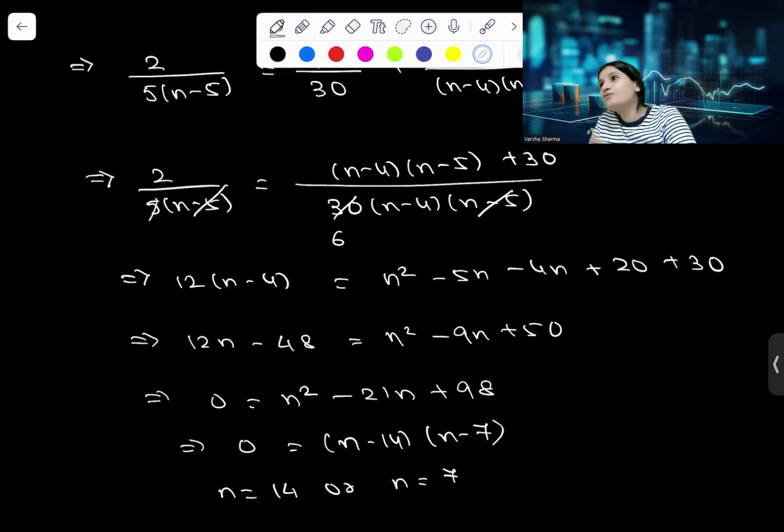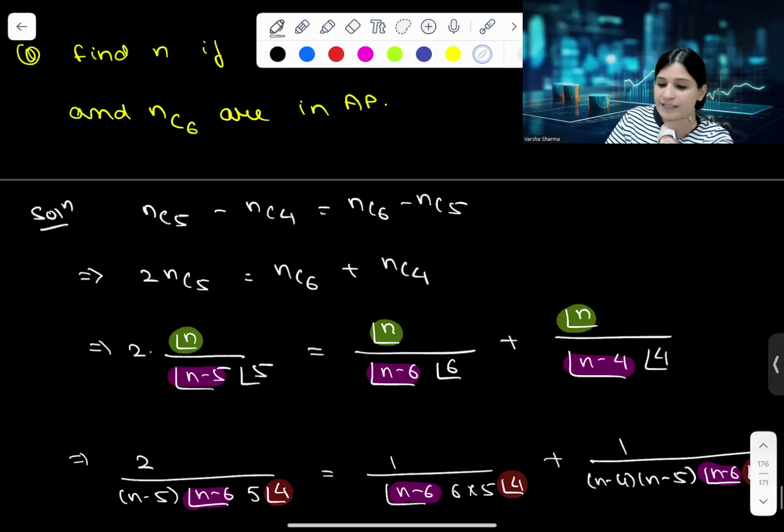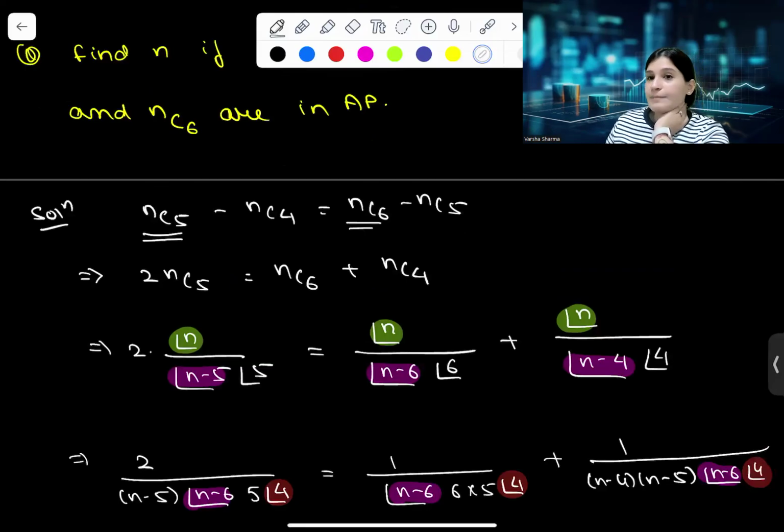If I would have got n equal to 4, can I accept n equal to 4 as the answer? No. Why not? Because if you look here, I already have NC5, I have NC6. That means I'm already choosing 5 people, I'm choosing 6 people. That means I should have a minimum of 6. Otherwise, how will I choose 6 people if I have only 4? Right? So if you have written NC6, then n has to be minimum 6. Clear?